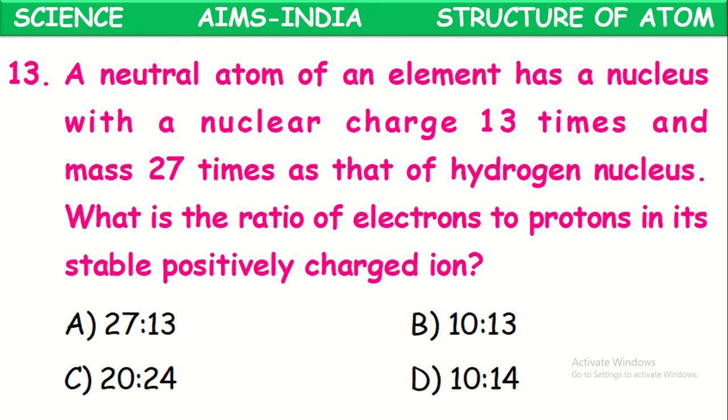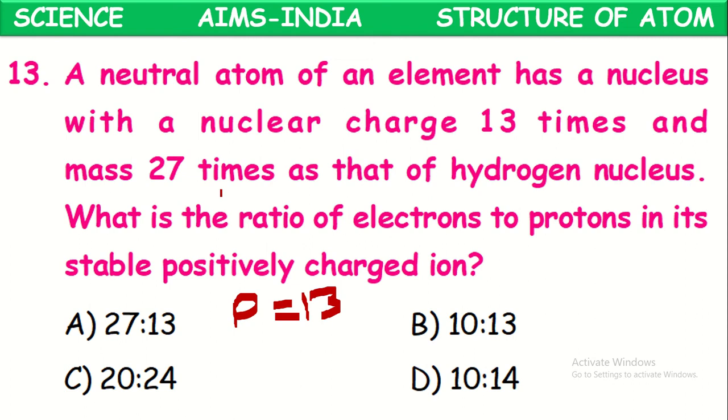Next, a neutral atom of an element has a nucleus with a nuclear charge 13 times, and mass 27 times, that of the hydrogen nucleus. When compared to the hydrogen nucleus, which contains only one proton, its charge is 1 unit. And here the charge is mentioned as 13 times that of the hydrogen nucleus. So the number of protons will be 13.